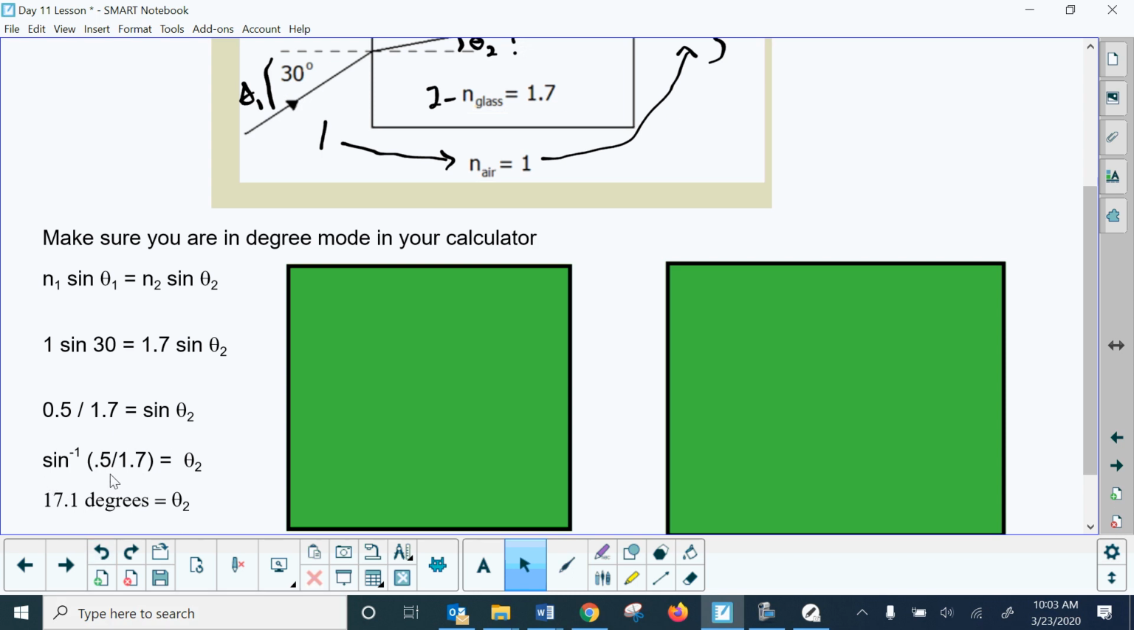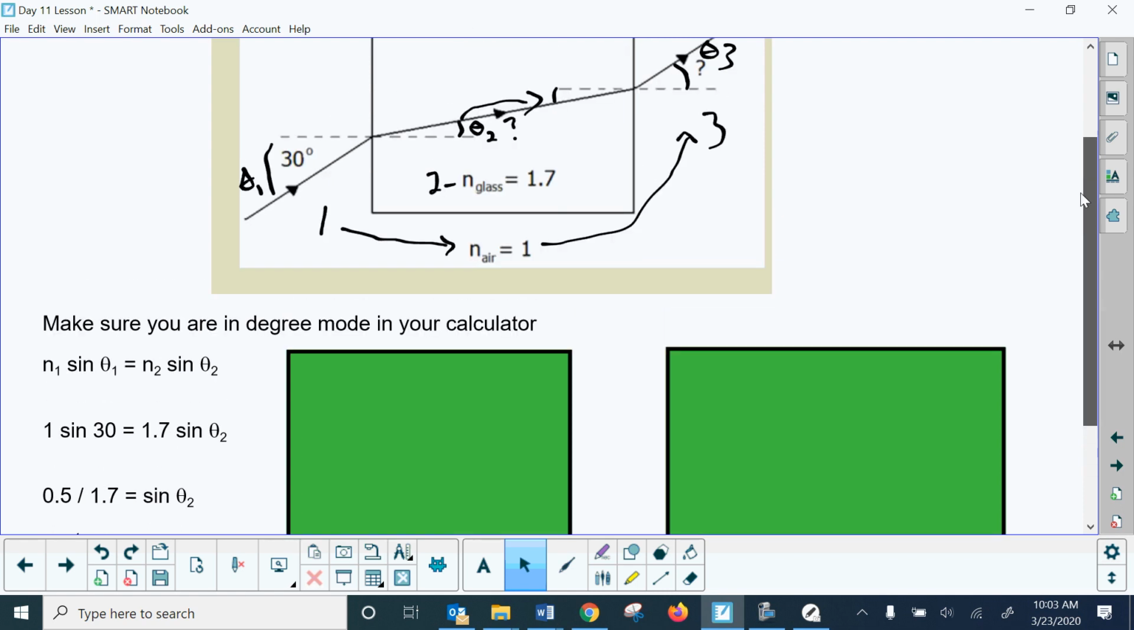The only thing that's sometimes a little tricky, if you're looking for an angle, you have to hit second sine or shift sine on your calculator. So I just hit second sine and you get this sine to the -1, and then it's 0.5 divided by 1.7. Close that parenthesis, hit equals, and you'll get 17.1 degrees. Something close to that, might go a couple more digits. So that's the angle theta 2 up here.